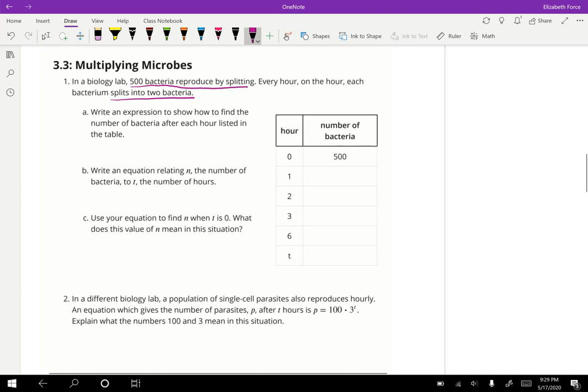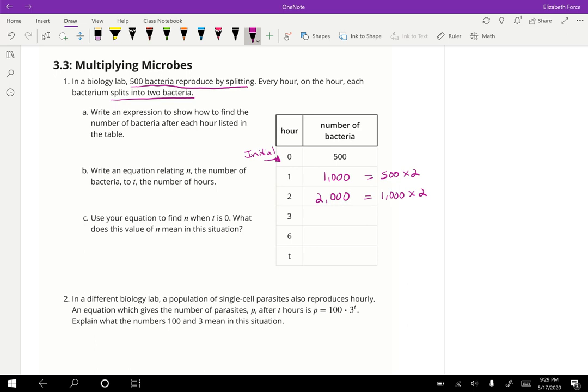At hour 0, right? Hour 0 means we're starting. So this is our initial. At hour 0, we have 500 bacteria. After 1 hour, those 500 are each going to split into 2. So that means we've got now 1,000. And I did that by doing 500 times 2. Now at hour 2, those 1,000 are now going to split and create double the amount, which is 2,000. And I did that by taking 1,000 and timesing it by 2.